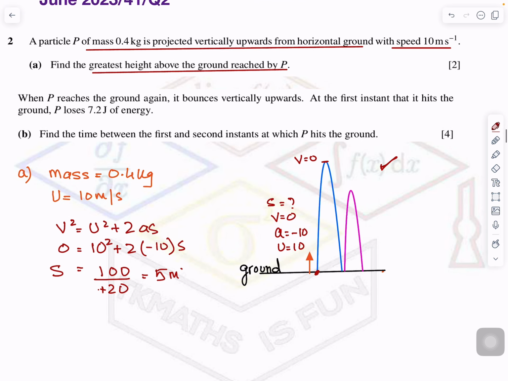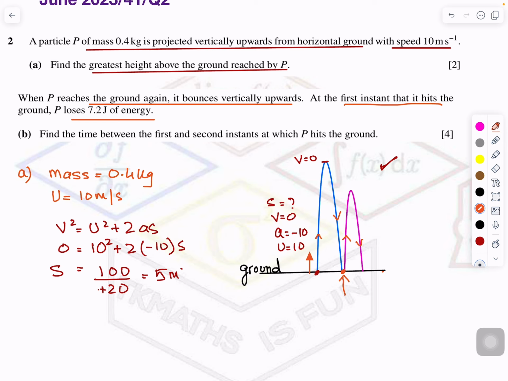Okay, now the second part of the question. First of all, let's understand and then we will solve it. Now the question is, when the particle reaches the ground, it bounces back vertically upward, right? And at the first hit, the energy lost is 7.2 joules. So this is the point they are talking about. This is the first time when the particle will come and hit the ground here, and then it will go up again from here. Agreed? And then it will come down from here.